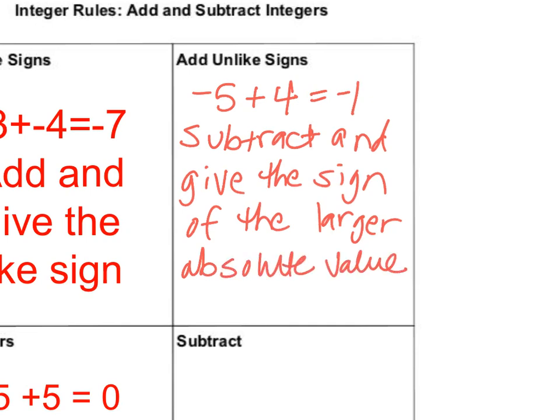So you're always going to look at whether they have like signs or unlike signs. Then you're going to ask yourself whether you add or subtract. And then you're going to decide what the sign of the answer is going to be.